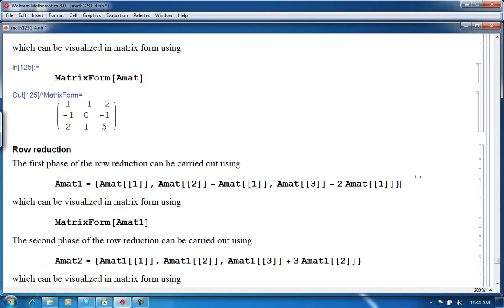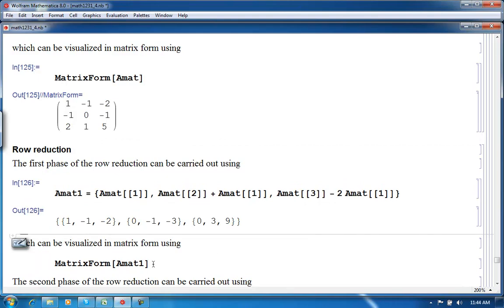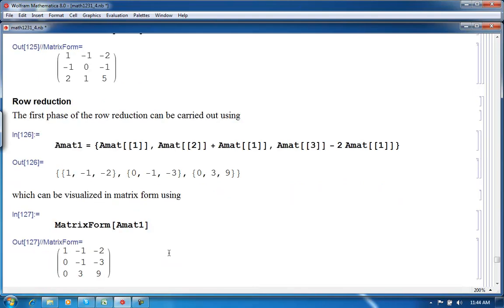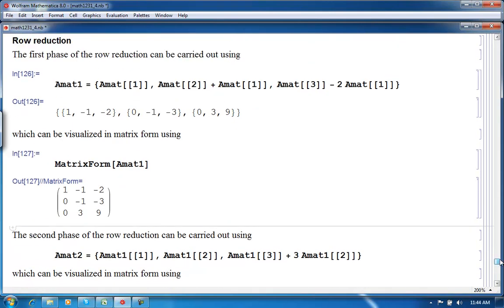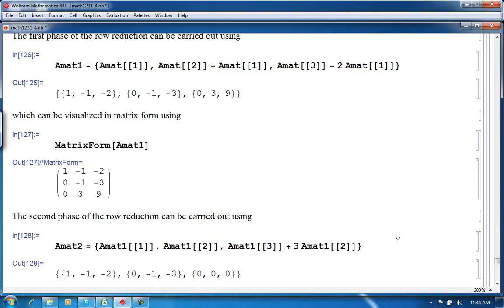So we do that, and we can look at that as a matrix, and we can see that we have indeed succeeded in getting zeros under the diagonal in the first column. And now we repeat the operation, and we need to subtract or add 3 times the second row to the third row, leaving the first 2 rows unchanged.